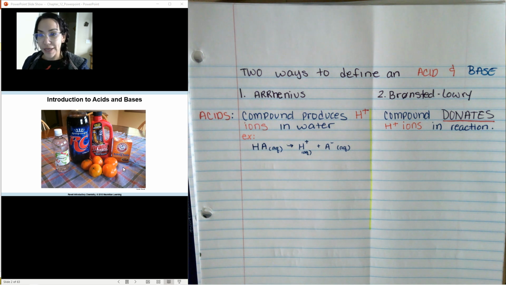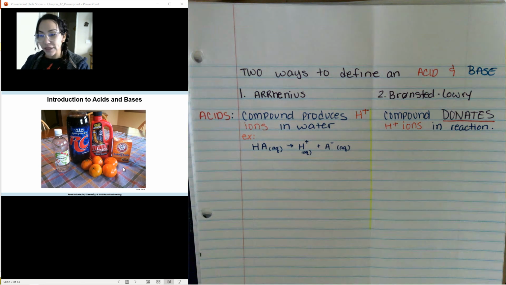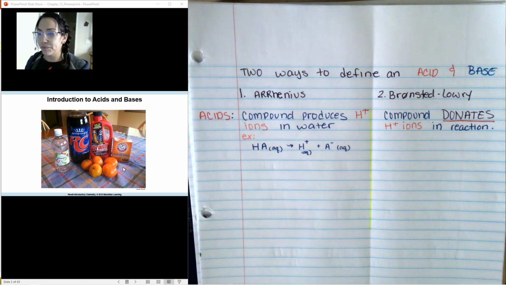We can also look at bases. Now, remember, acids are compounds that have a pH below 7, 7 being our normal pH. And bases are substances that have a pH greater than 7. So Drano, the stuff that we use to clean our sinks when they're clogged, and baking soda, those are all bases. Same thing with the soap that we wash our skin with, which is also a base.